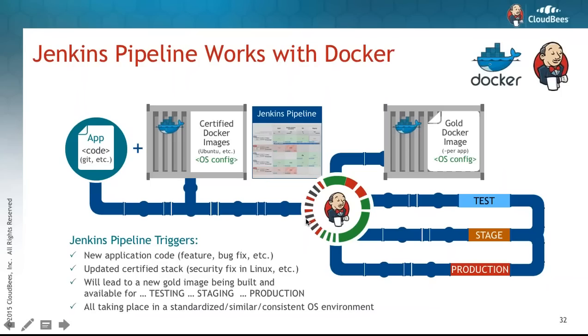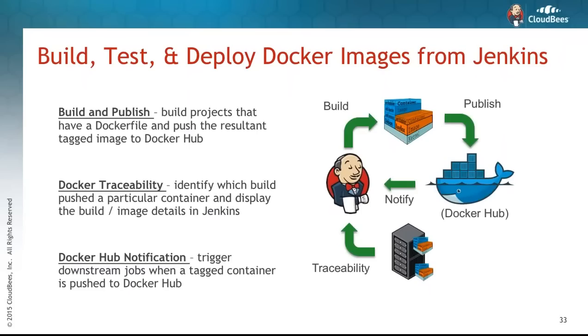So I'd like to spend a little time talking about some areas where Jenkins works with Docker images. We're going to talk about 3 different topics. First, the build and publish topic, which allows you to take a Dockerfile and push the resultant image up to Docker Hub. We'll talk about Docker traceability. You certainly want to be able to identify which job build pushed a particular container out into the production world, or perhaps where it went after it left Jenkins. And then we're also going to talk about the Docker Hub notification, so Jenkins can be triggered if a tagged container is pushed to Docker Hub. Let's talk about build and publish first.